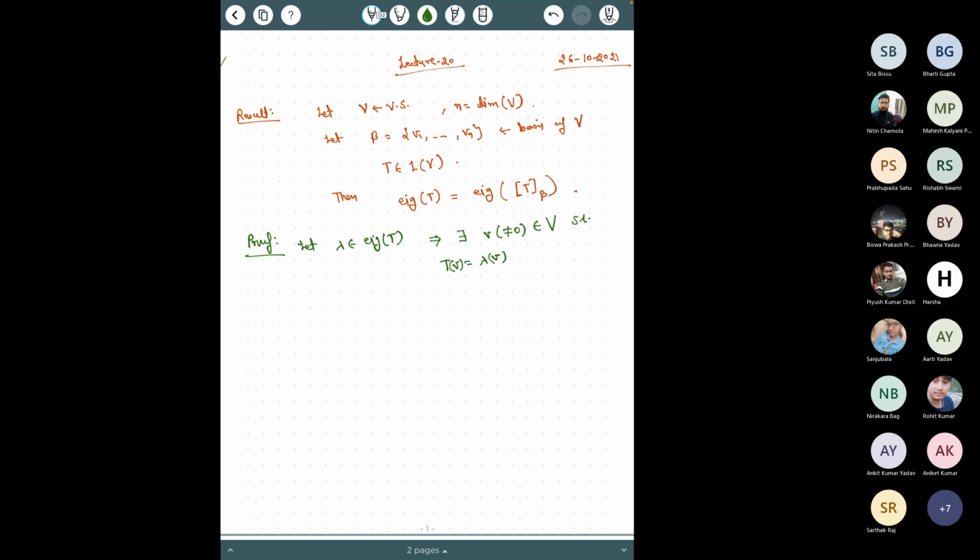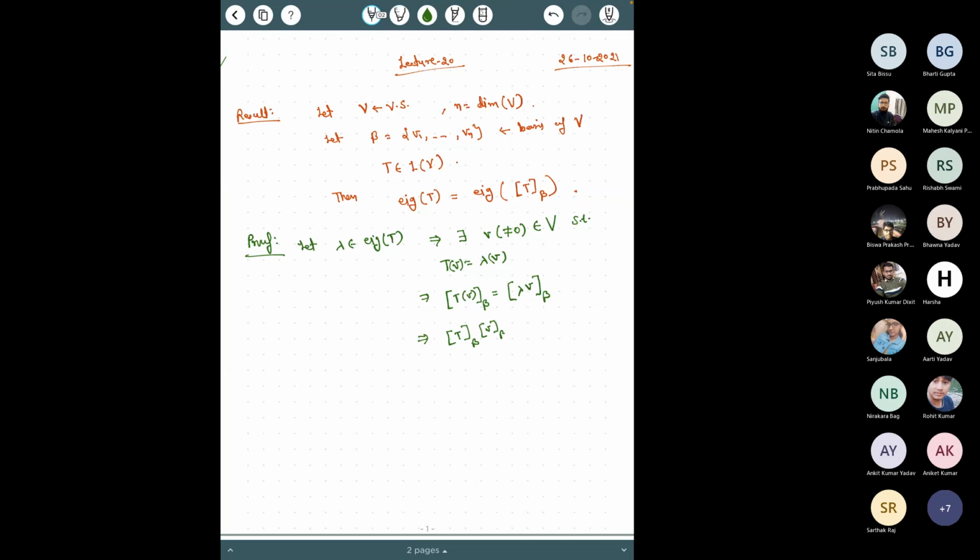Both are vectors. Hence, we can write them with respect to the basis b. Right. So if I take the matrix representation of these vectors, then what would it be? It would be the matrix of T times the matrix of v, and lambda times the matrix of v.